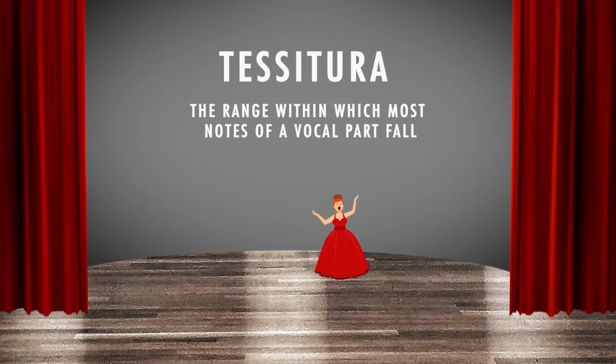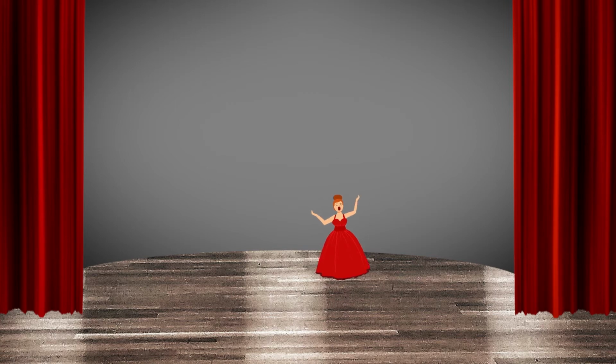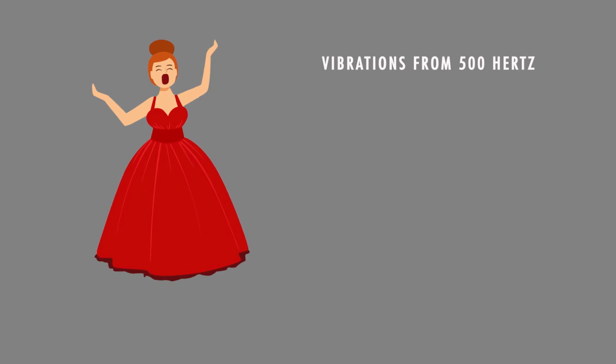Depending on stage time, let's say a singer sings and in a tessitura has a range from A to A4. So let's say you have 4 octaves, so 3 octaves. So the vibration, let's make it simple, is 500 hertz. And you repeat it over and over again.